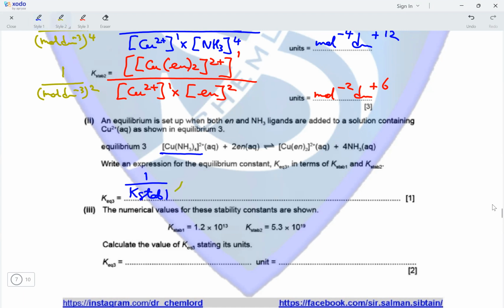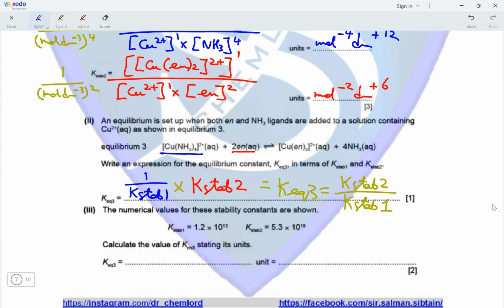And we have equilibrium 2 moving in the forward direction because en is present as a reactant in equilibrium 3. So this would be K step 2, and when we put these two together we end up with a KEQ3 value equal to K step 2 upon K step 1, and that is how we will calculate KEQ3. The numerical values for these stability constants are shown. So K step 1 and K step 2 are given. Calculate the value of KEQ3, stating its units.